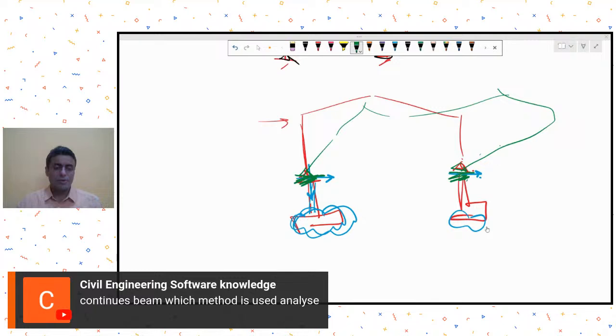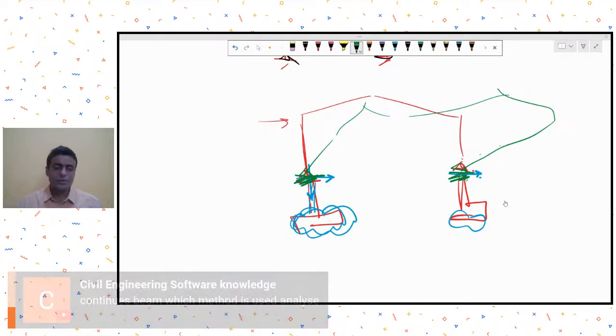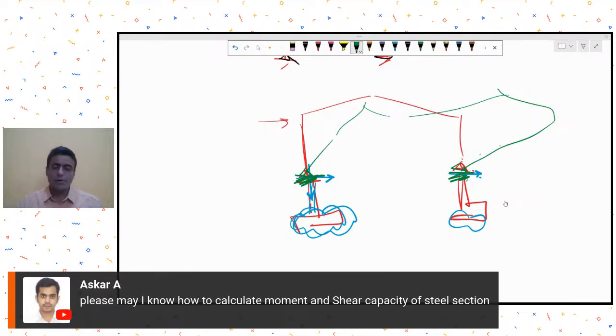Civil engineering software knowledge is asking, for a continuous beam, which method is used for analysis? If you are using software, they are going to use the matrix method. I mean, all the computer analysis softwares will use that, irrespective of whatever system you have. So, yeah.